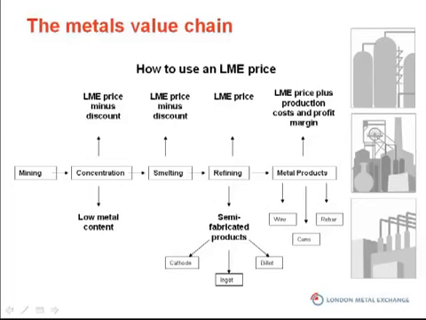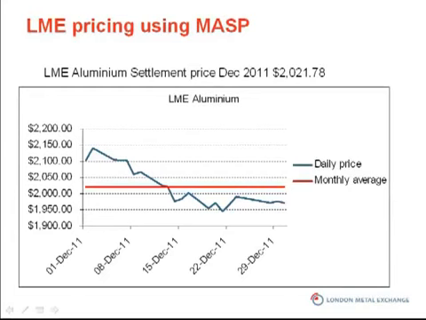So all these sectors of the value chain are using the LME price to buy and sell physical metal. Normally though, rather than using the LME price for one specific date, they will take an average price for a month. And why would they be likely to do that?